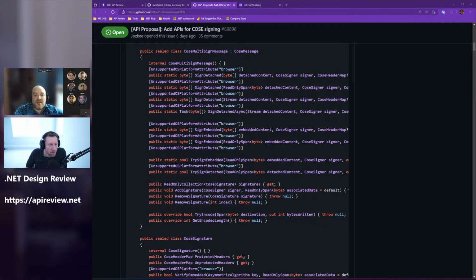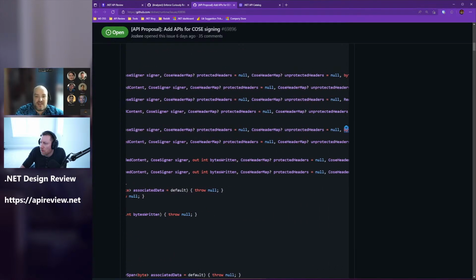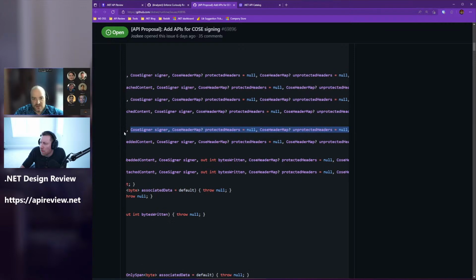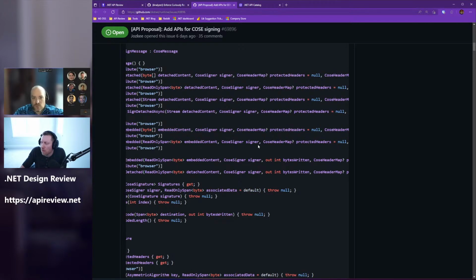No, that's not true. They start off looking exactly the same, but they all have two extra parameters. If you scroll to the right a little bit, they take extra protected and unprotected headers, and that's because in multi-sign, this notion of protected and unprotected headers, you get one at the document level and one at the signer level. The COSE signer carries the signer's things, and then these optional ones modify the document. So only the original signer can build a protected header at the document level.